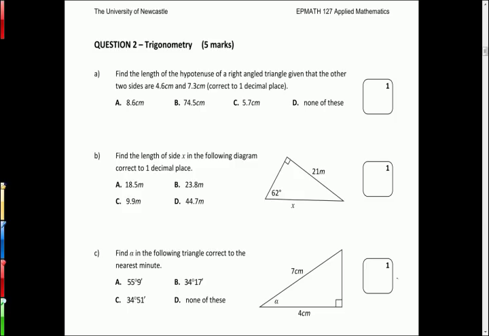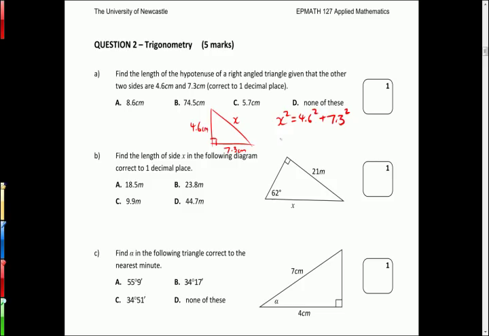Bit of trig, find the length of the hypotenuse of a right-angled triangle given that the other two sides are that and that. Well, we want the length of the hypotenuse, so it's a good old right-angled triangle. The hypotenuse I'll call x, that'll do. The other two sides, doesn't matter which is which, it's a 4.6 centimetres and a 7.3 centimetres. So all I've got to use is Pythagoras' theorem that says the hypotenuse squared is equal to the sum of the other two sides squared.